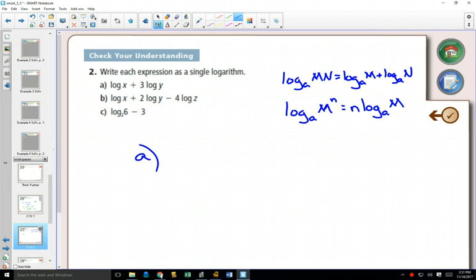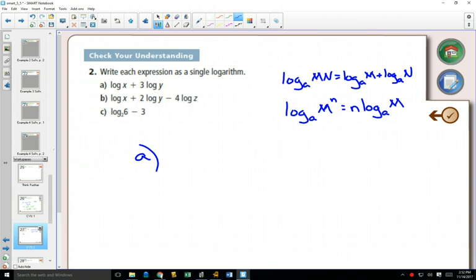Now, in order to use one of your laws, it has to match up perfectly. So there are some things that need to match up. For the adding one, the bases need to be the same. Are our bases the same here? Okay, what are the bases in part A? The base is 10, because those are common logs. When it's not written, that base is 10.